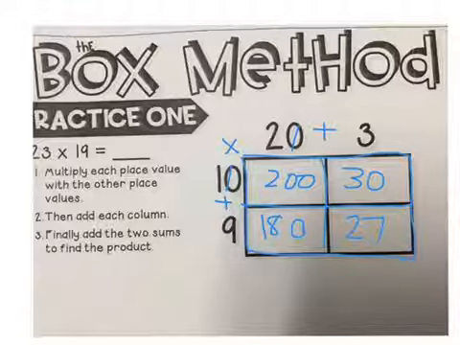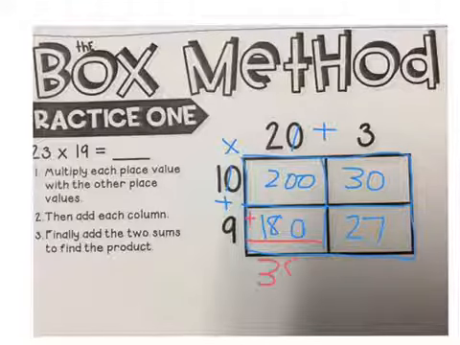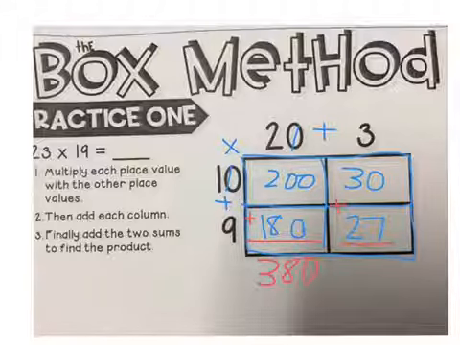So now if we look at the next step, number 2, it says then add each column. So we're going to add 200 plus 180. Okay, what does that equal, Thomas? Very good, 380. And then 30 plus 27. All right, Bogey? 57. Okay, is my answer 38,057? No, that doesn't make sense, right? I need to add those 2.